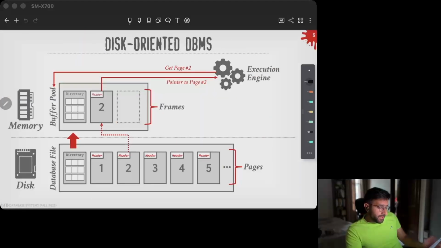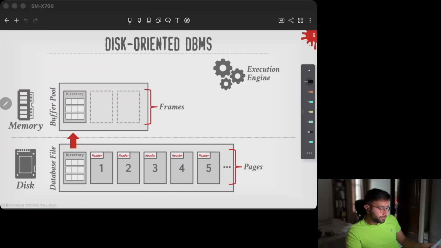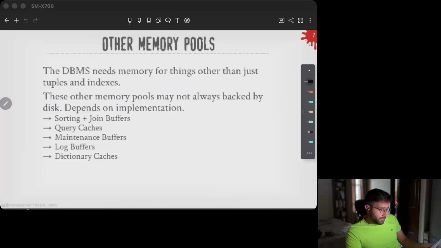Then we saw how the execution engine requests a page, then it gets to the buffer pool, which asks the storage manager how to find it, then you bring in the page directory to locate that particular page, and then the storage manager just pulls out that page from the disk and puts it into one of your frames in the buffer pool. So we saw all that.